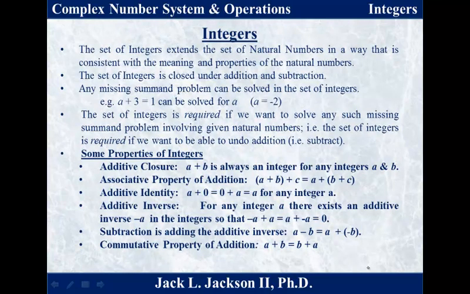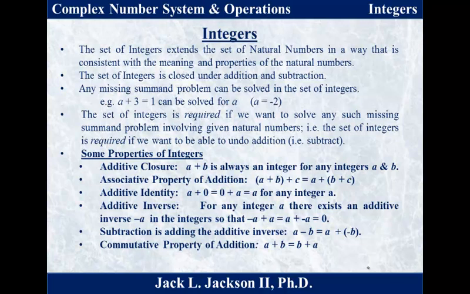So, the set of integers extends the set of natural numbers in a way that is consistent with the meaning and properties of the natural numbers. The set of integers is closed under addition and subtraction. Any missing addend problem can be solved in the set of integers. So a plus 3 equals 1 can be solved for a. A is negative 2.